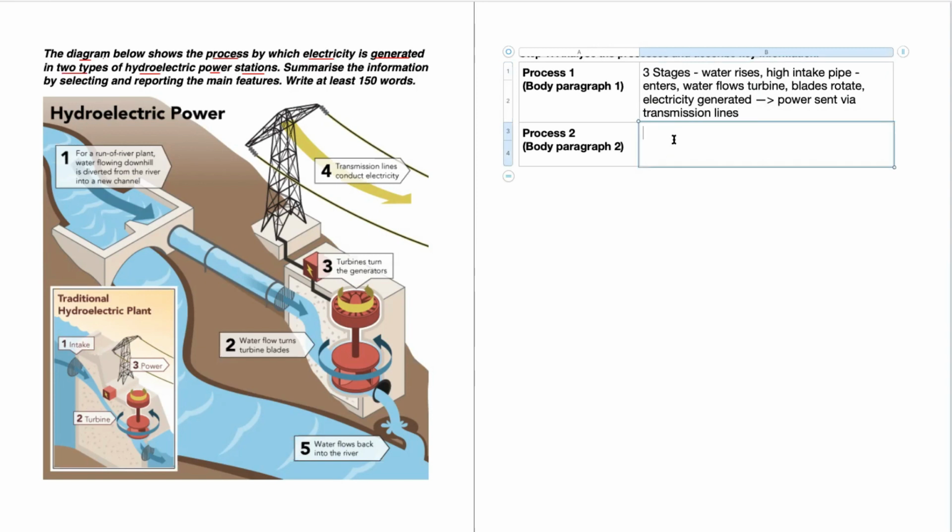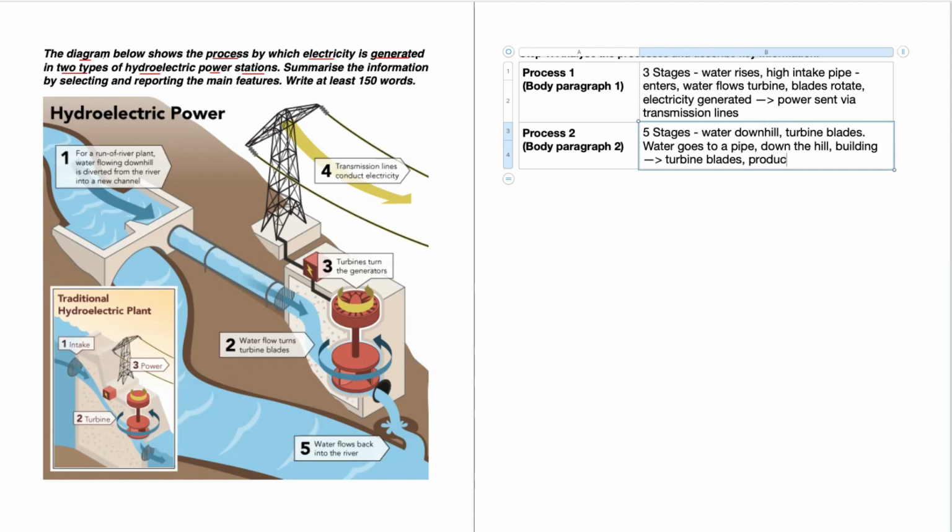Now, process 2, I'm going to say has 5 stages, and I'm going to talk about how water, which looks to be going downhill, goes into turbine blades. Then I'm going to talk about how water is channeled away from the path down into a pipe. So I'm going to say water goes to a pipe down the hill. Then it looks like it enters here, this building. So I'm going to say once it's in the building, the water causes the turbine blades again to rotate.